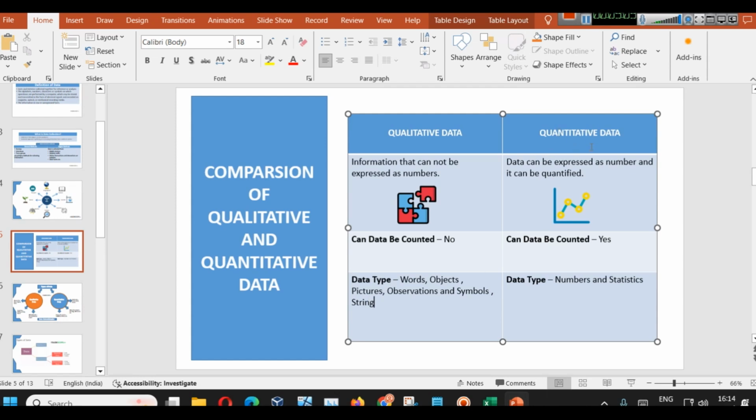In quantitative data, data can be expressed as a number and can be quantified. Can it be counted? Yes. Can it be summarized? Yes. Can we apply aggregate functions on them? Yes. And data types can be numbers and statistics.